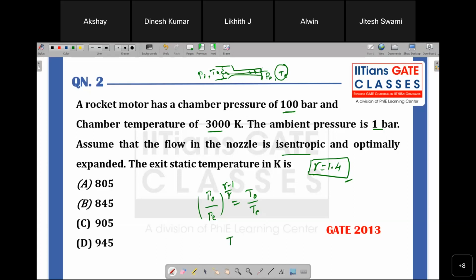So all I have to calculate is TE. TE is equal to T naught times PE by P naught to the power of gamma minus 1 by gamma. Does anybody have an answer?